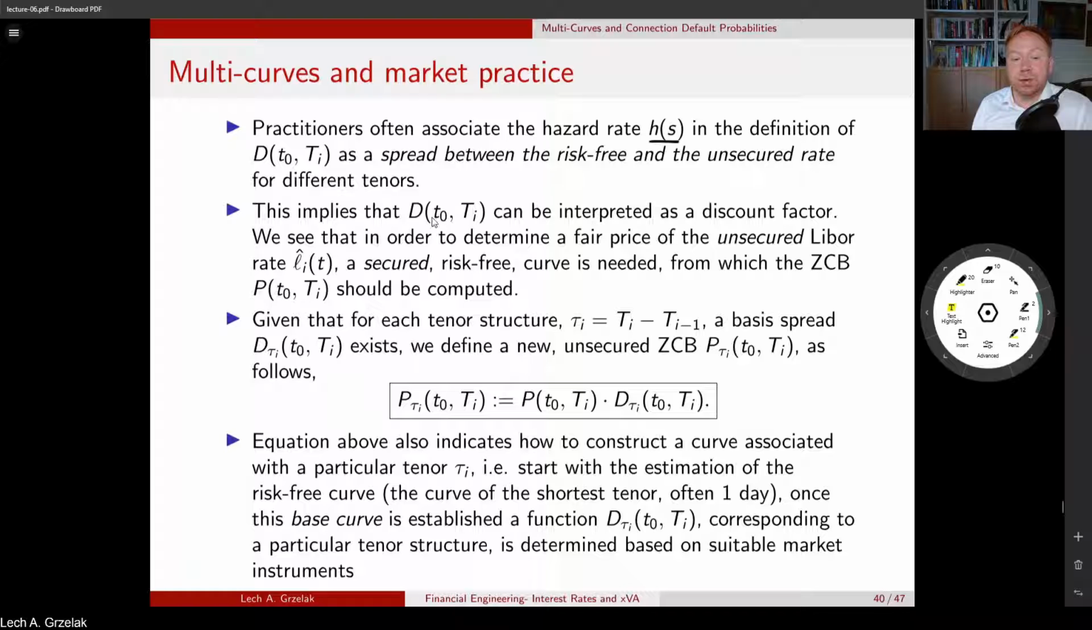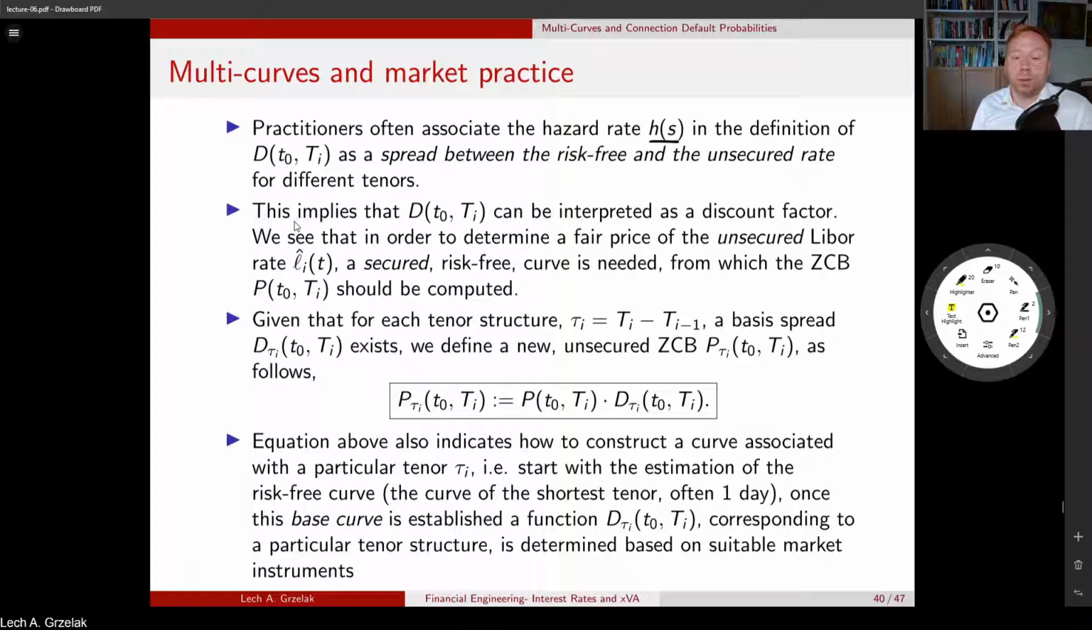So this d(t0, ti) can be interpreted as a discount factor, because this is typically how people like to operate. Once you have a discount factor, you can also immediately think of a curve, because this is how we have done it. The yield curve essentially is a collection of zero coupon bonds, discount factors. So if we can formulate the default probabilities, we can link the discount curve with the probabilities of default. This also means we can essentially build another curve on top of the discount curve, and that will be our curve corresponding to a particular tenor.